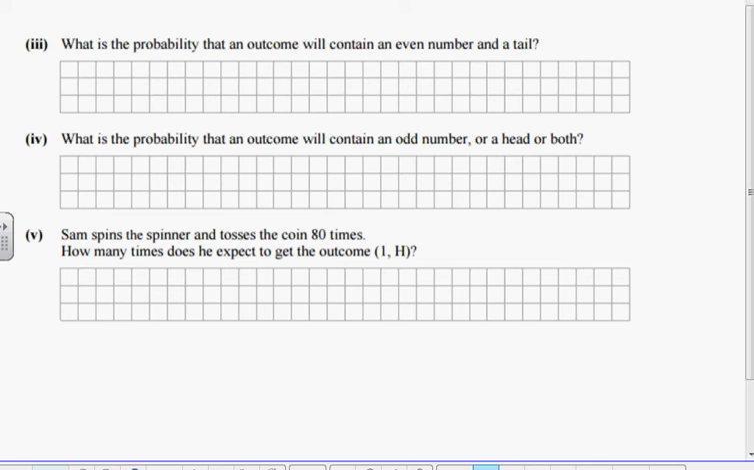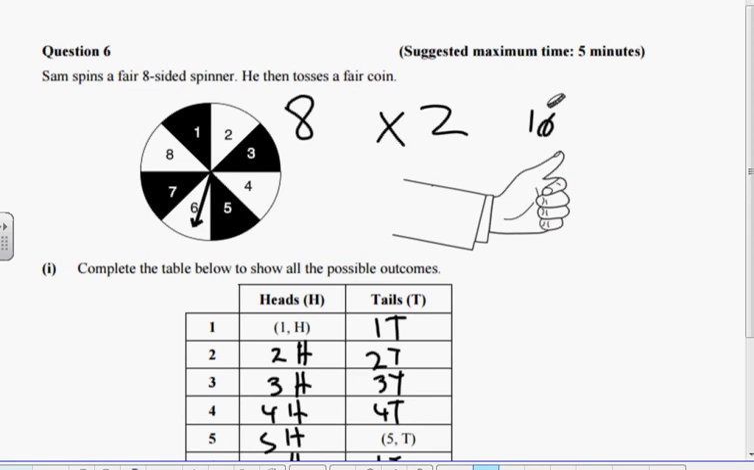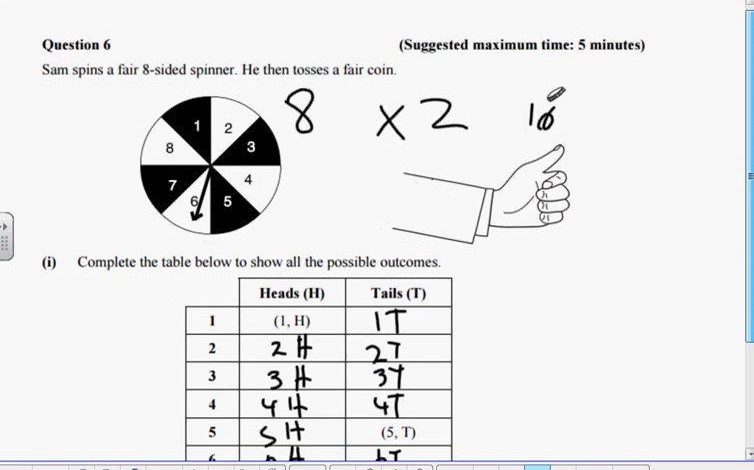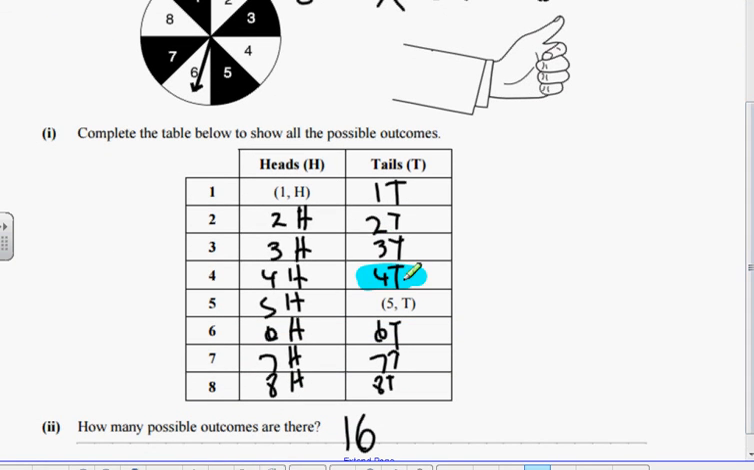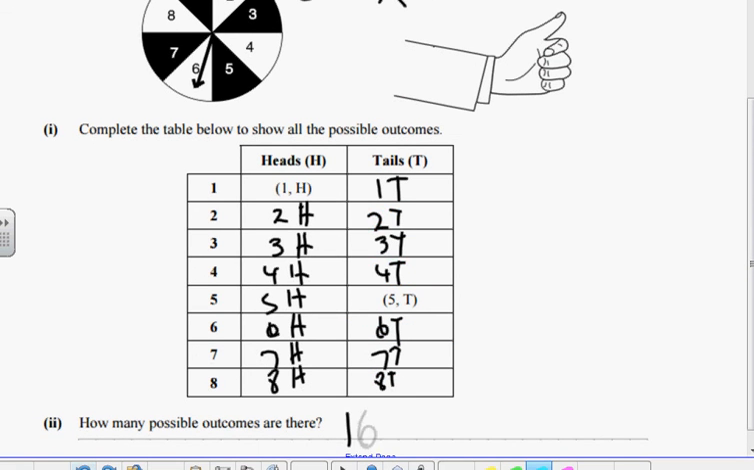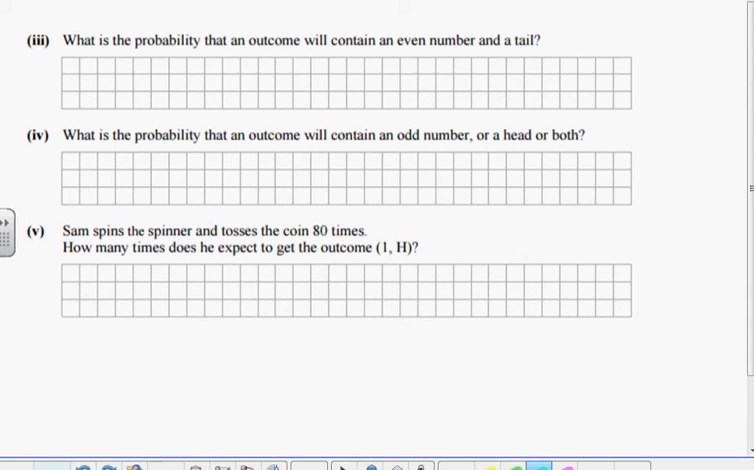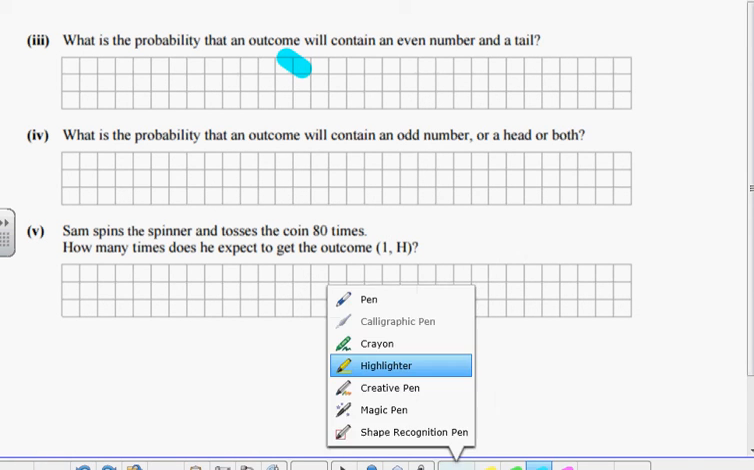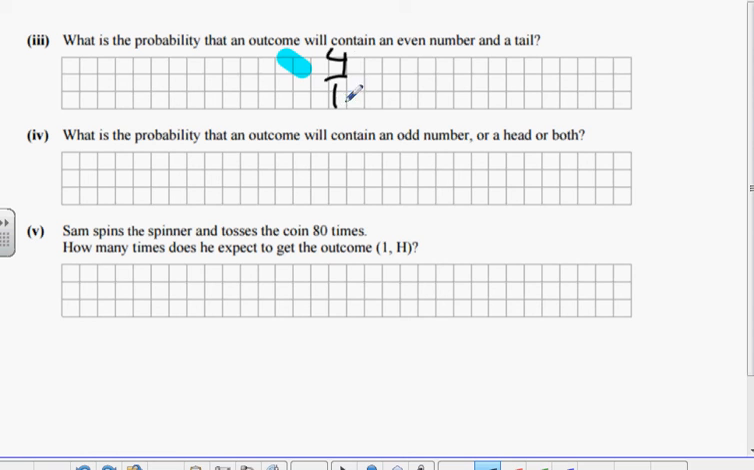What is the probability the outcome will contain an even and a tail? Even and a tail, lads? 25%. 1, 2, 3, 4. 4 out of 16, which is 25%. Some people write it as a quarter, some people write it as 0.25, some people might write it as 25% chance.